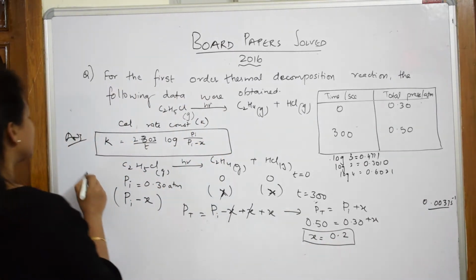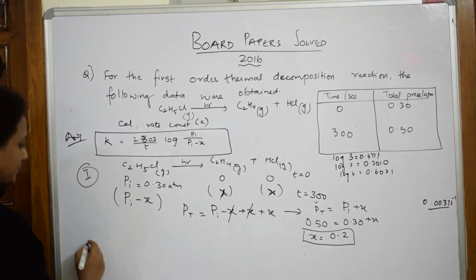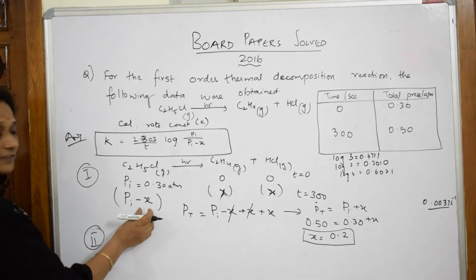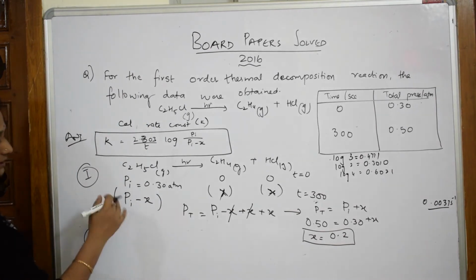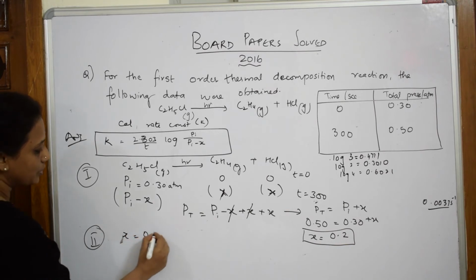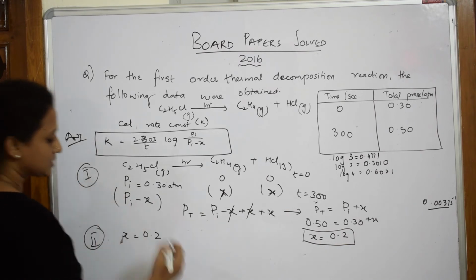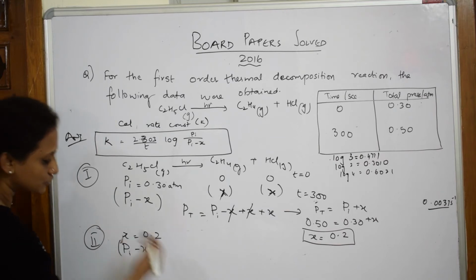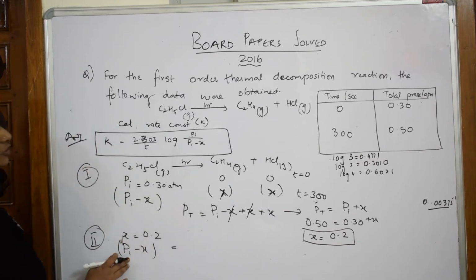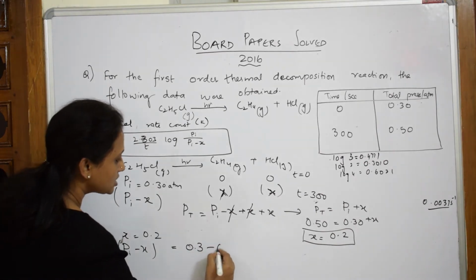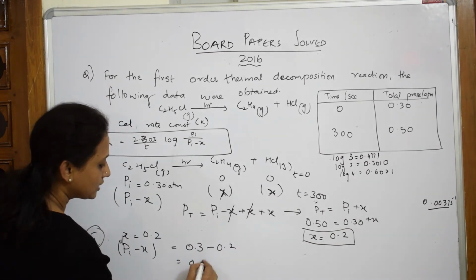Now let me label this as step 1. Now let me come back to step 2. In step 2, I've got the X value. So can I find out this value here? Since X is equal to 0.2, now substitute this value in this Pi minus X. This is what I have to show. So what is Pi now? We have got Pi as 0.3. 0.3 minus 0.2 is equal to 0.1.